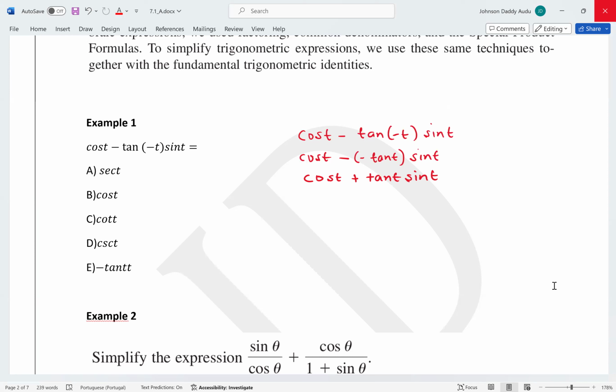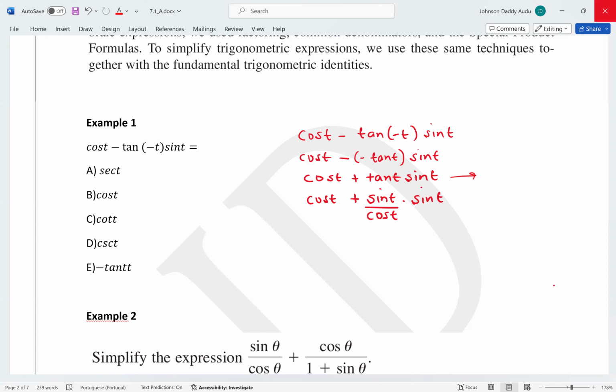Now, we've not really done much, because the expression we started with and the one we stop at here have no much difference in terms of the number of terms. So we can simplify again by using another identity, the reciprocal identity, because you can write tan t as sine t over cosine t, then multiply by sine of t.